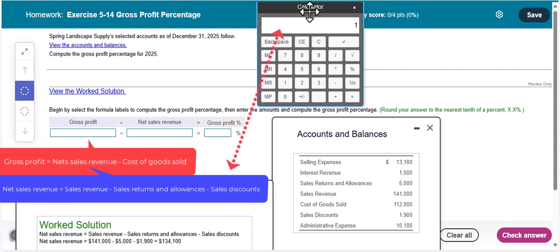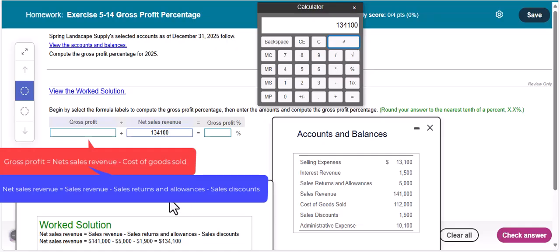So we'll take 141,000 here in sales revenue, and then we'll subtract out the sales returns and allowances of 5,000, and then also the sales discounts, and that is 1,900. So that is going to give us a net sales revenue here of 134,100. So we need that number again to calculate the gross profit, and we also need it here for the second part of our formula, just in the formulas now. So we need that net sales revenue here.